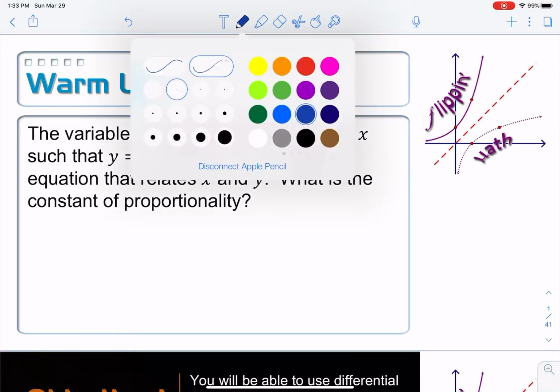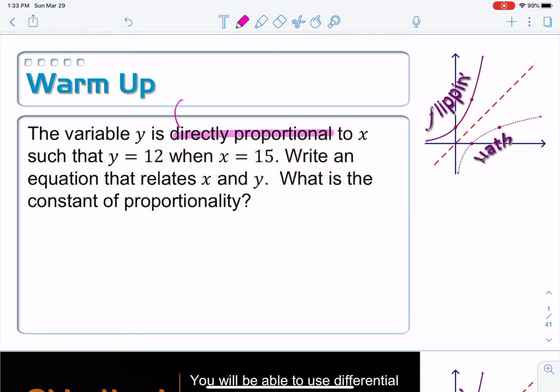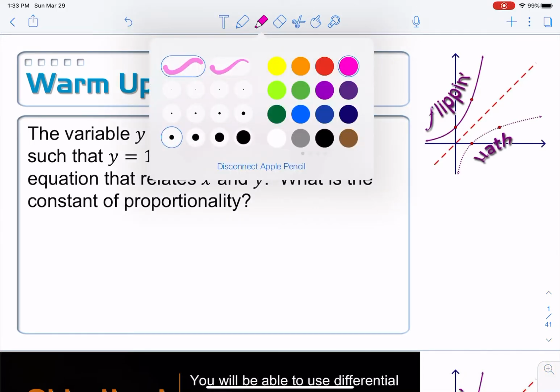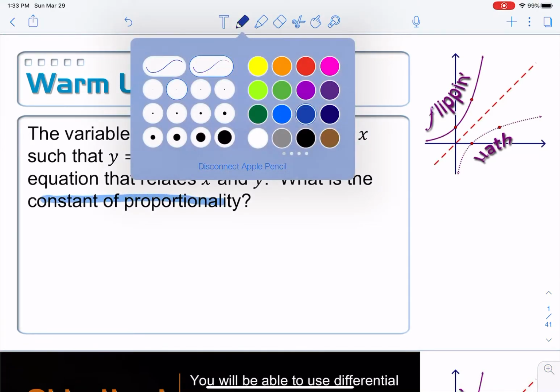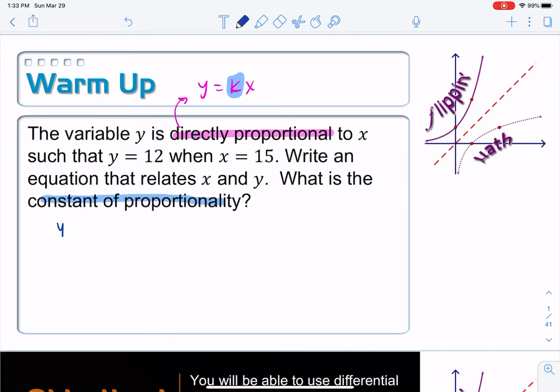Okay, so when we're talking about direct proportionality, that's what we're talking about here. Our equation, if you remember from algebra, looks like this. y is equal to k times x. And this k that's right here is our constant of proportionality, what this thing is talking about.